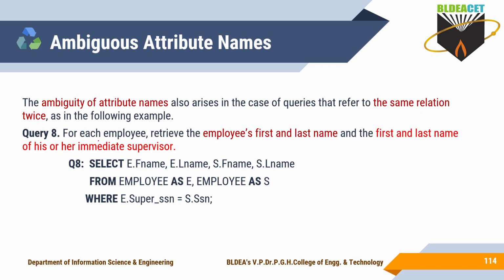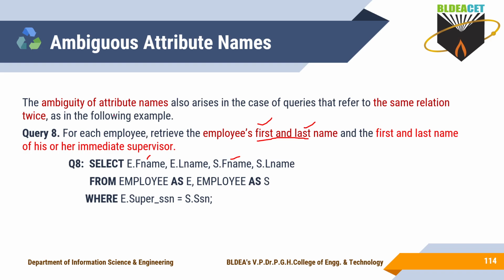For example, I want to retrieve the employee's first name and last name, and also the first name and last name of his or her immediate supervisor. Now see here, in the employee table, as you already know, you have the information related to the employee, and the employee table also contains the information related to the supervisor. In this situation I want to distinguish the first name and last name of the employee from those of the supervisor. So now I have to prevent the ambiguity. This F name belongs to the employee and this F name belongs to the supervisor.